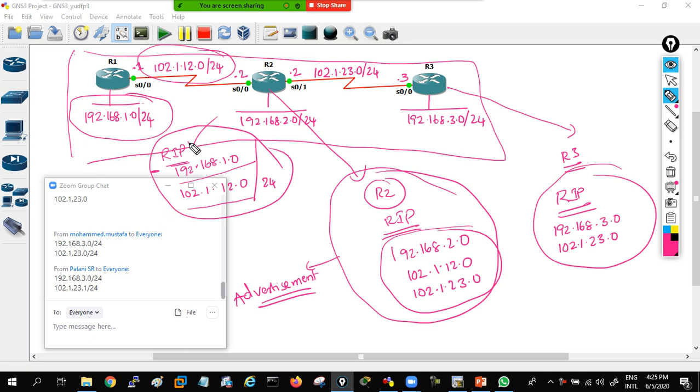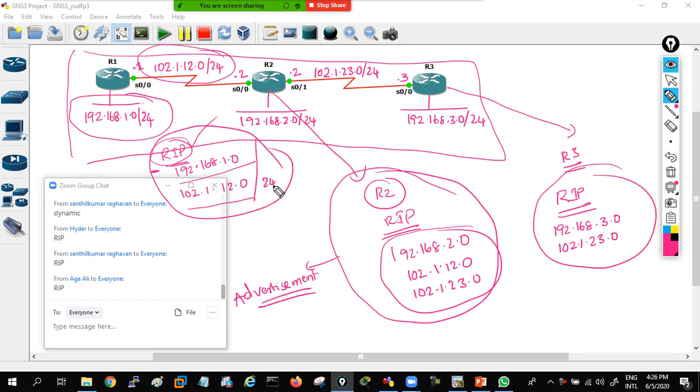Let's say you advertise on which protocol, guys? Which protocol are you using in your topology to advertise all your networks? Can you please type for me there? What protocol, guys? RIP, right?